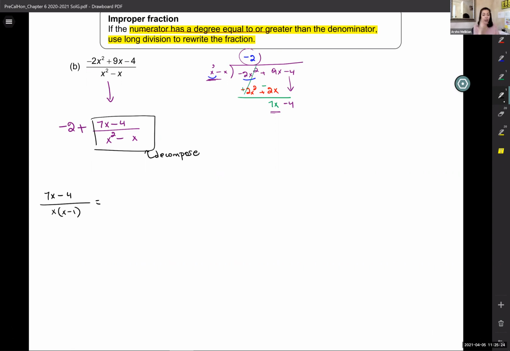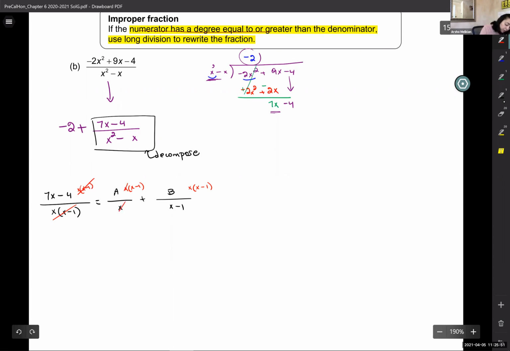Okay, underneath here I have 2 factors, so I need 2 fractions: A and B over x and x minus 1. And now the process is the same. Multiply by the LCD, x times x minus 1. This goes away, the x's go away, and the x minus 1's go away. So what I have left is 7x minus 4 equal to A times x minus 1 plus B times x.